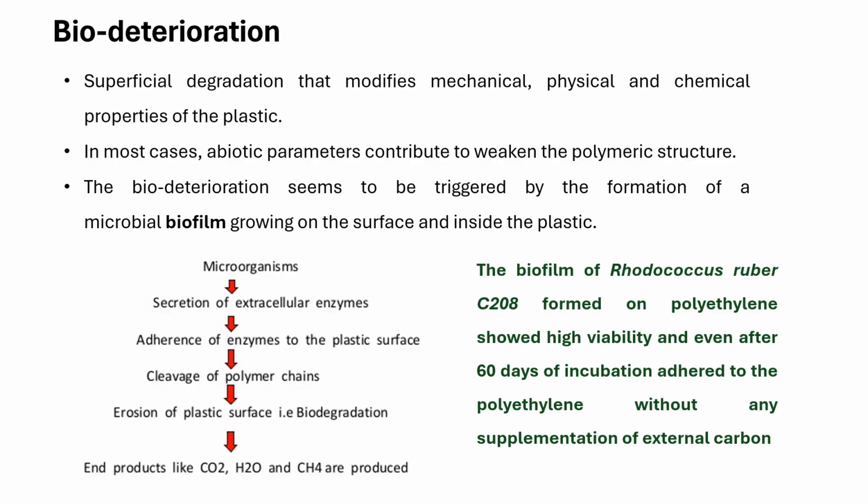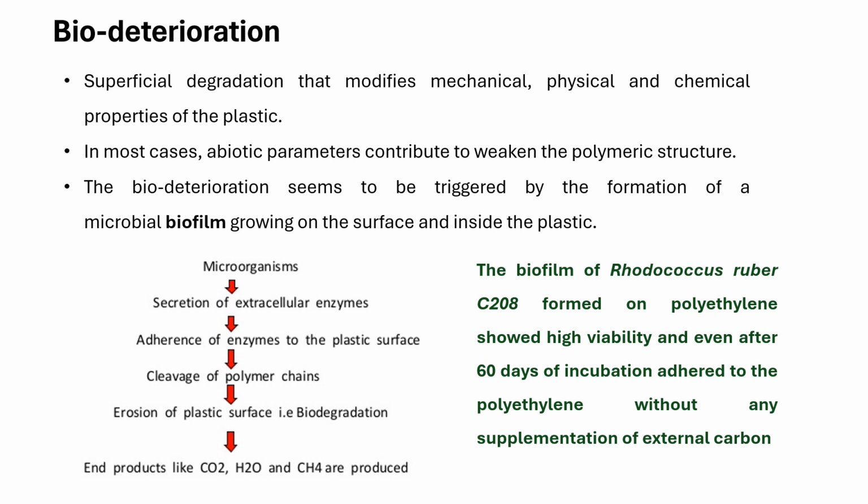Biodeterioration of plastic involves both physical as well as chemical biodeterioration. In this, superficial degradation modifies the mechanical, physical as well as chemical properties of the plastic. In most cases, abiotic parameters contribute to weaken these polymeric structures. Biodeterioration seems to be triggered by the formation of microbial biofilm growing on the surface as well as inside the plastic.